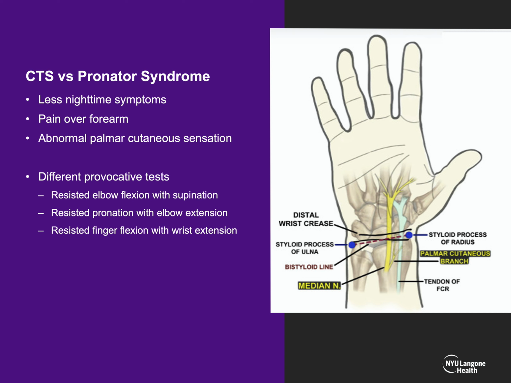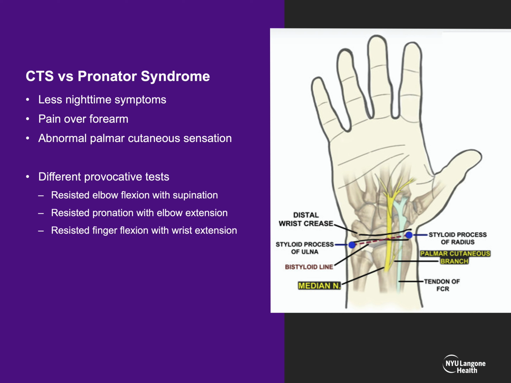Okay, different provocative tests as well. So you have to think all the sites of potential compression of the median nerve. What can you do to tighten that area to reproduce the symptoms? Okay, resisted elbow flexion with supination. Why? Lacertus fibrosus. It tightens the lacertus fibrosus.